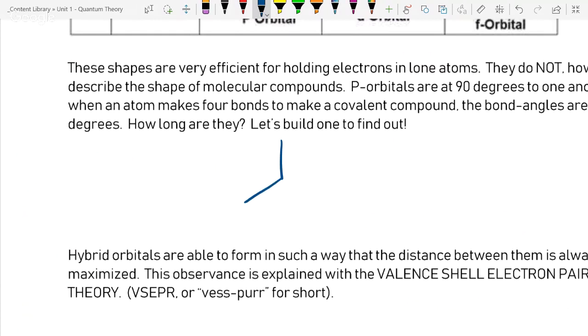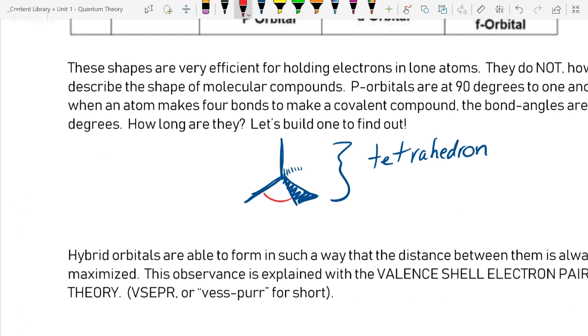And so usually we'll draw something like this, where we show this kind of tetrahedral arrangement, where if these are on the same plane, this would be coming out of the page, and that would be descending back into the page. Does that make sense? And we call this shape a tetrahedron. And each angle in a tetrahedron is what again? Very good.